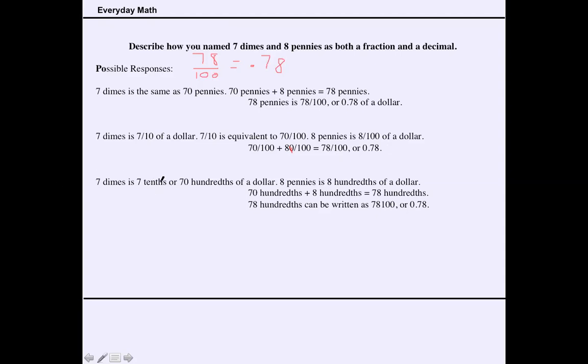7 dimes is 7/10, or 70 100ths of a dollar. 8 pennies is 8 100ths of a dollar. 70 100ths plus 8 100ths equals 78 100ths. So they're doing it in words. 78 100ths can be written as 78 over 100, or 0.78. So there are a few ways and strategies to get your answer, but we all end up with the same result, which is 78 100ths, or 78 cents.